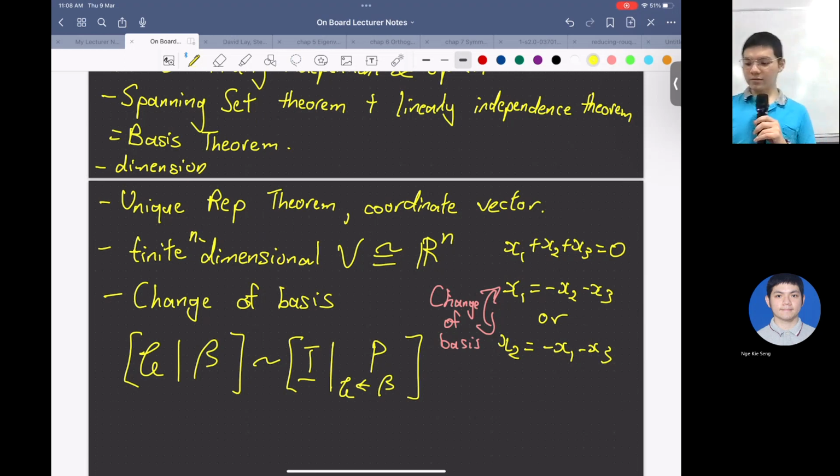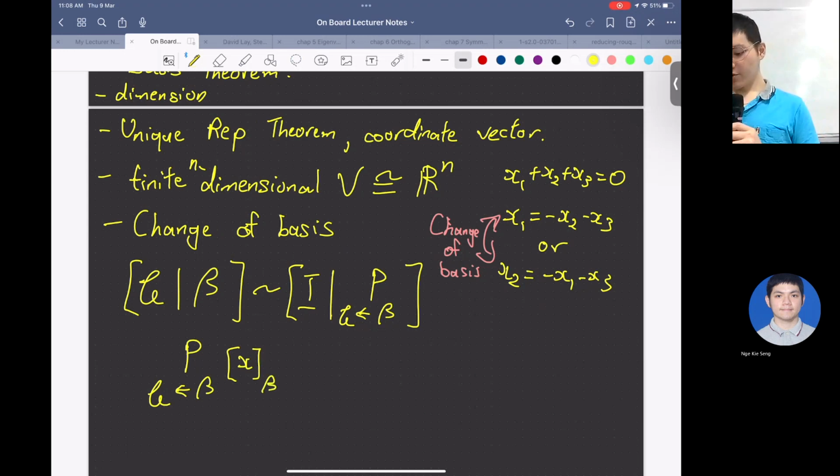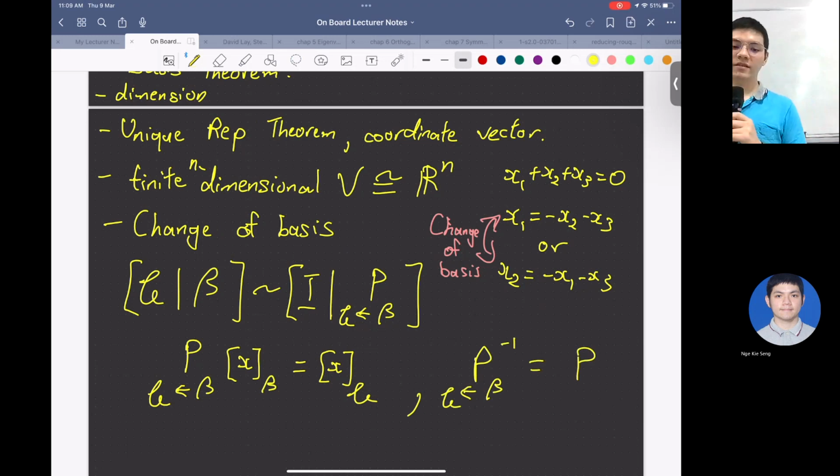Another thing you need to know is what this change of basis matrix is doing. If you put in a coordinate vector relative to B, you multiply by the matrix, and you will get the coordinate vector relative to C. This is by definition. And then if you want to change the other way, you just take the inverse. How to find the inverse? There are various ways to find the inverse.